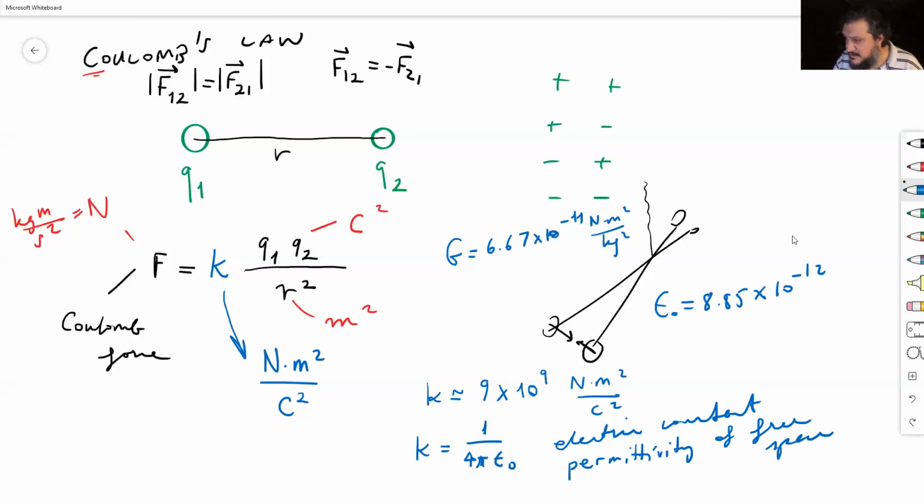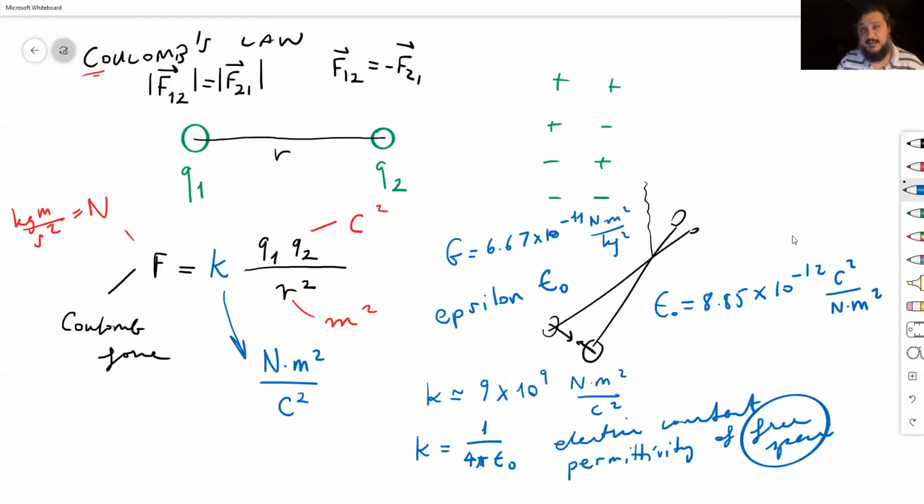So this is going to be Coulomb squared per Newton meter squared. All right. So that is the alternative way of describing this constant. I'm going to use it a lot, okay? 1 over 4 pi epsilon 0. That's the Greek letter epsilon. Epsilon 0 means that's free space. If you're inside a material, that's a different number. We're going to come to that later.